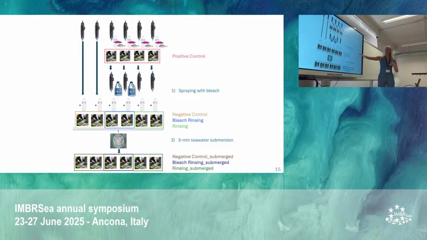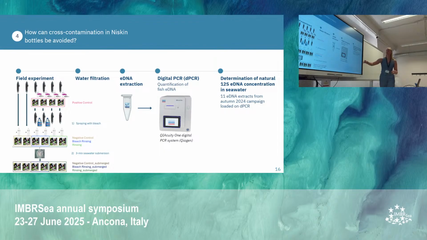After which, all the Niskin bottles were submerged in the seawater, just below the surface, for 3 minutes, after which they were lowered to collect the water samples, leading to 3 additional sample types, the same ones as before, but now submerged. Then the samples underwent the same procedure as I described earlier, with the filtration and the extraction, except here they were loaded on the digital PCR to quantify the amount of fish eDNA. Additionally, I also determined the natural 12S eDNA concentration occurring in the water column to determine the background levels. For this, I used 11 eDNA extracts of the samples that I described earlier.